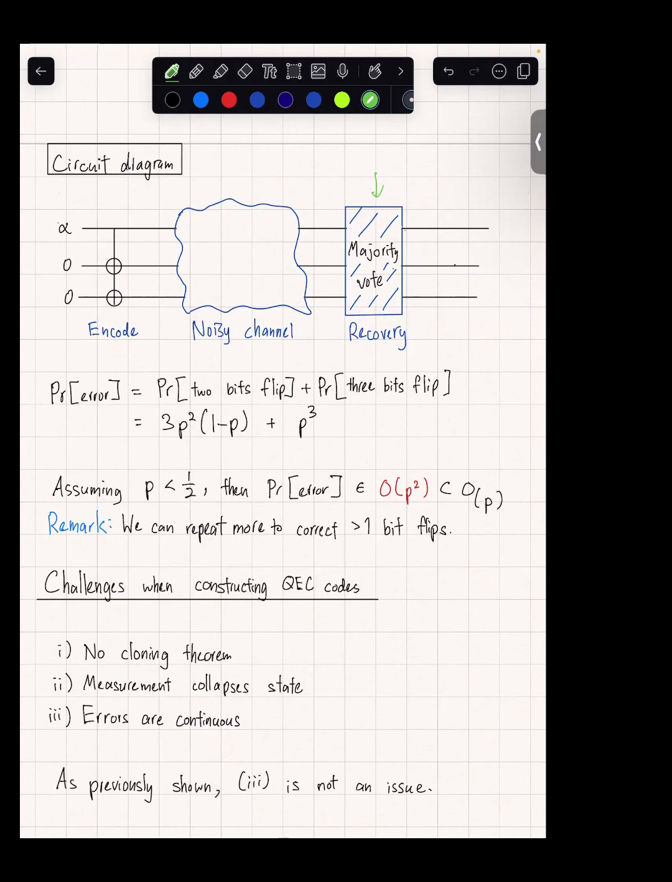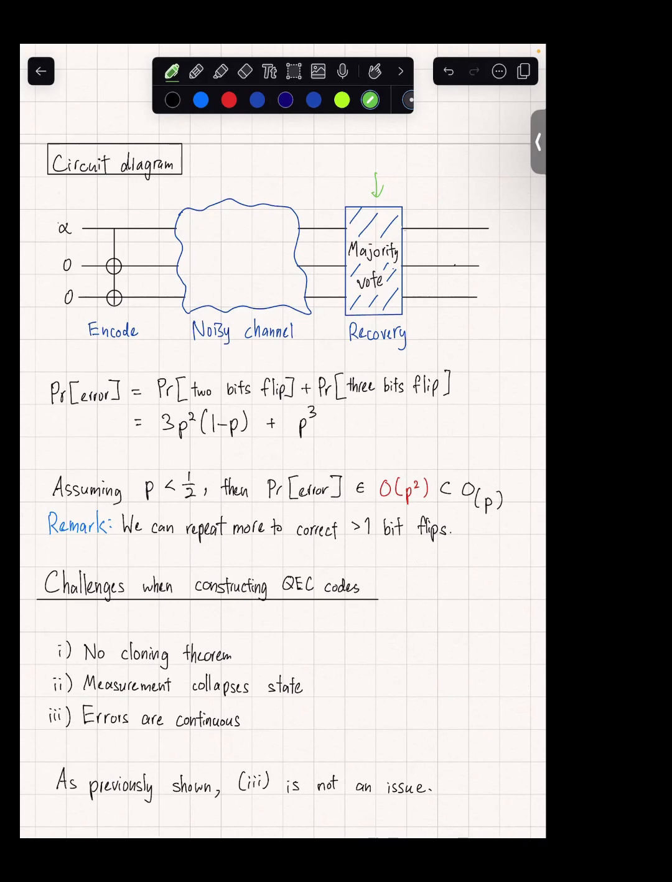And we can use ideas from this repetition code to design simple quantum error correcting codes. Before we begin though, we first have to state some fundamental challenges that we face when constructing quantum error correcting codes. First, there's the no cloning theorem. And that means that when repeating qubits, we cannot directly copy the states. Instead, one workaround is to use entanglement to sort of repeat qubits. And we'll show that later on.